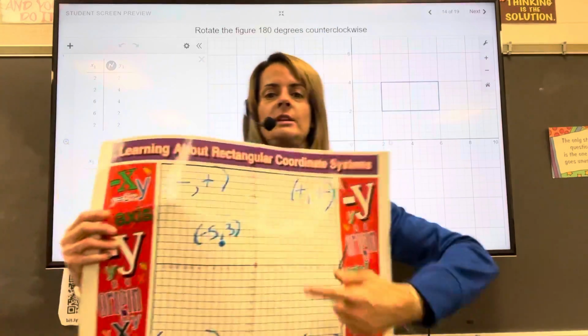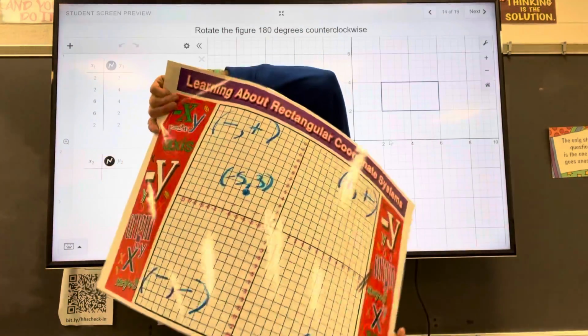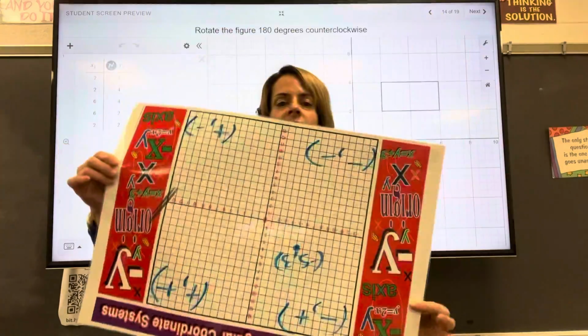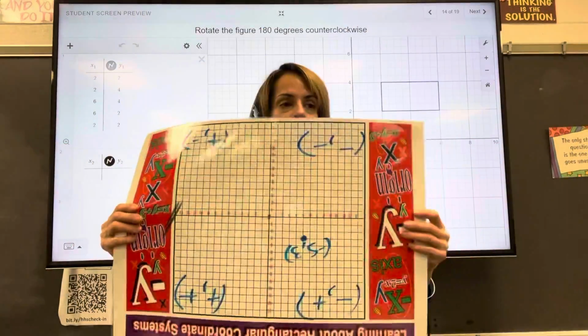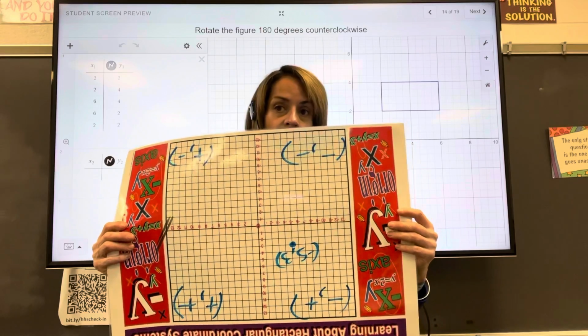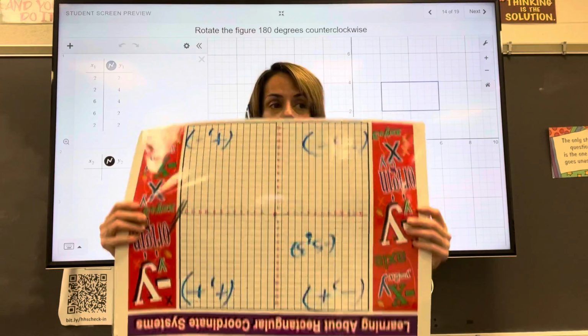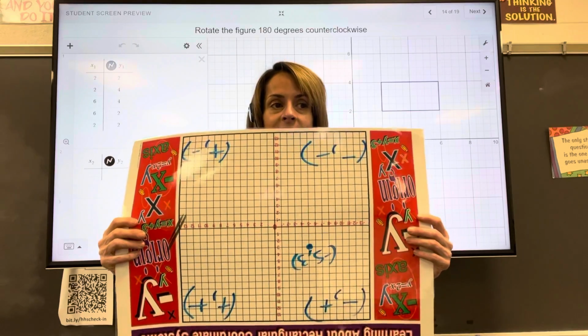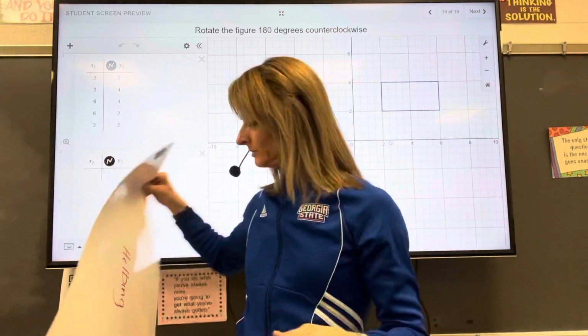Looking back at this point here that I have plotted, negative 5, 3, I rotate 180 degrees, and it doesn't matter which way I'm going, clockwise or counterclockwise. This point's going to end up in the exact same place because we're moving 2 quadrants. The x and the y-axis are not going to change. So the numbers are going to stay in the same locations. However, the signs are going to change.